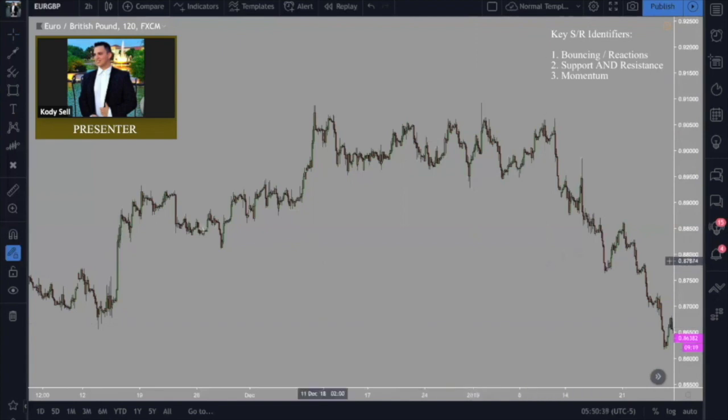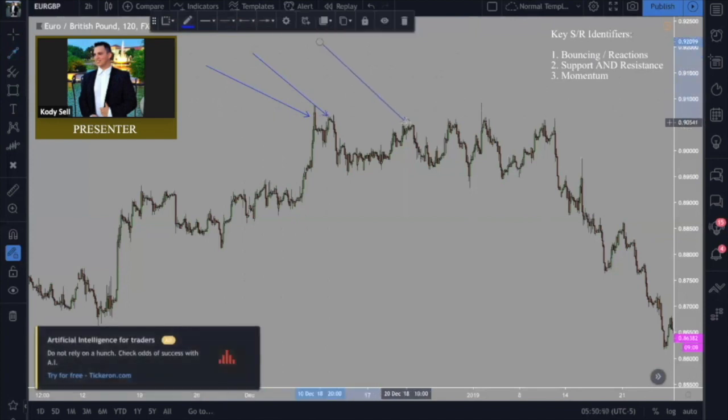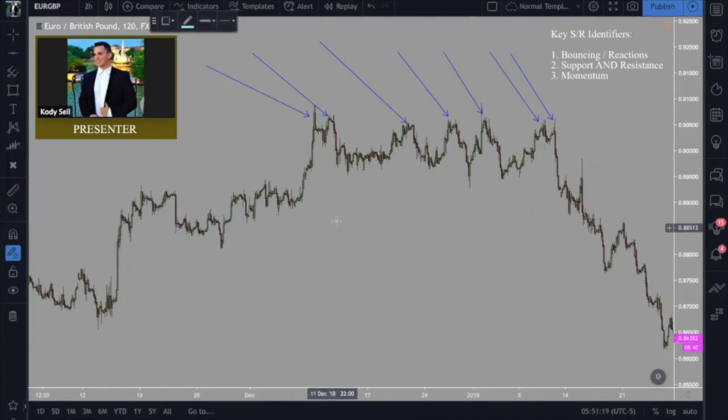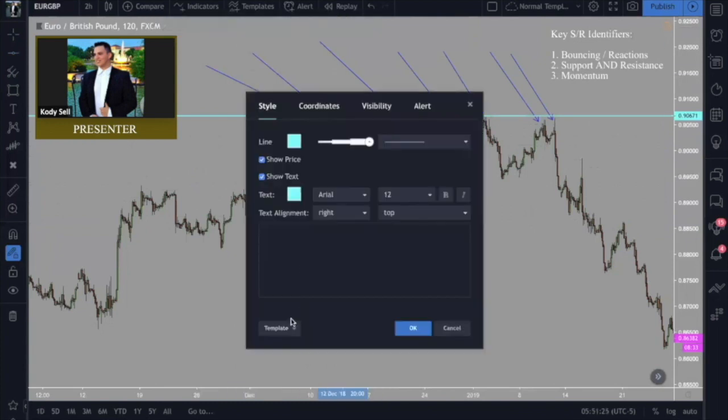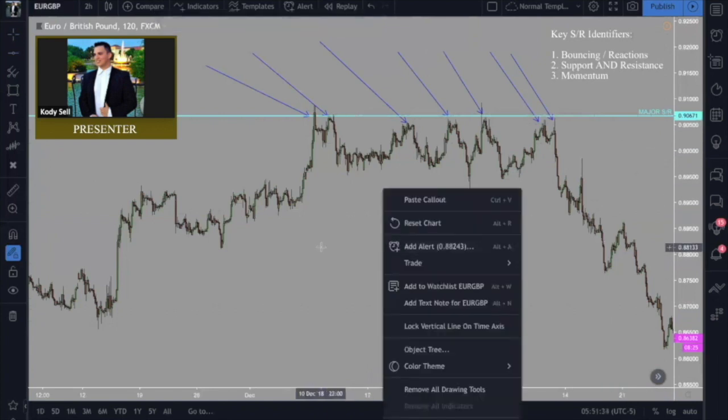So let's start at the top where we have our simplest example of a support and resistance level. Here we have a rejection. Here we have a rejection. Here we've got rejections, rejections, rejections, rejections, and rejections. So let's place our horizontal support and resistance line right up here. See here, I've got it labeled major support and resistance, major S&R.